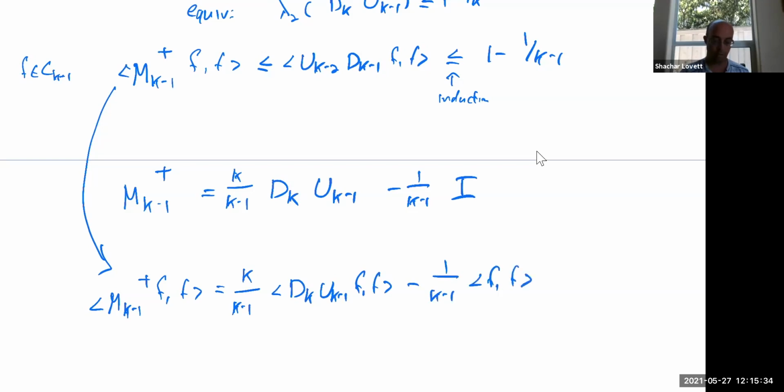Remember that this is what we're trying to bound. This is what we care about: analyzing the upper walk on level k minus 1. This is what we're trying to analyze. So now we just need to put all the pieces together and finish the proof.